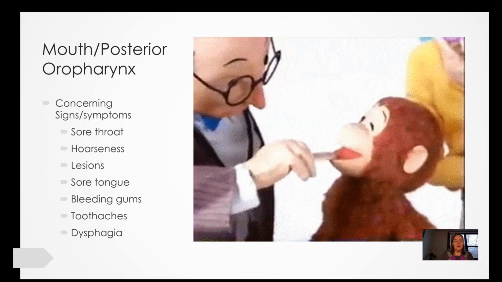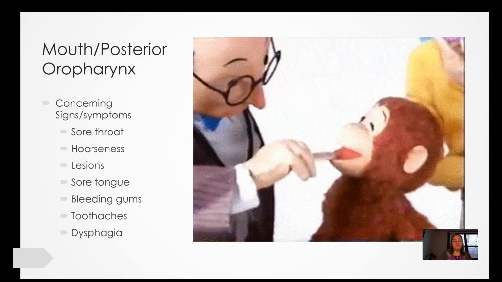Okay, so here we go. We're looking at our mouth and our oropharynx now. Our concerning signs or symptoms are a sore throat, chronic hoarseness. Your baseline hoarseness that is associated with a sore throat is probably not as concerning as a patient who has chronic hoarseness. Then we start getting concerned about cancer, okay?